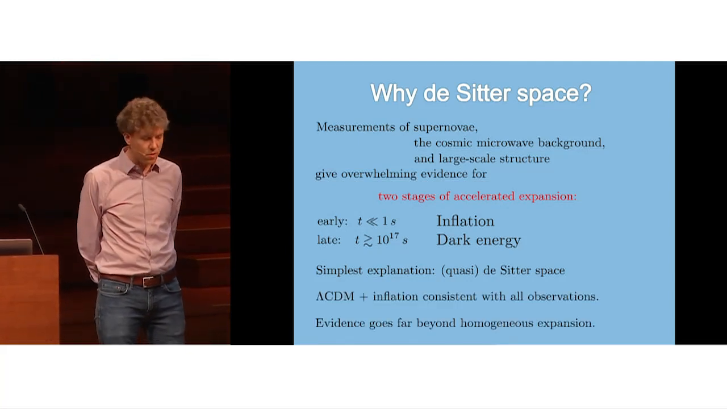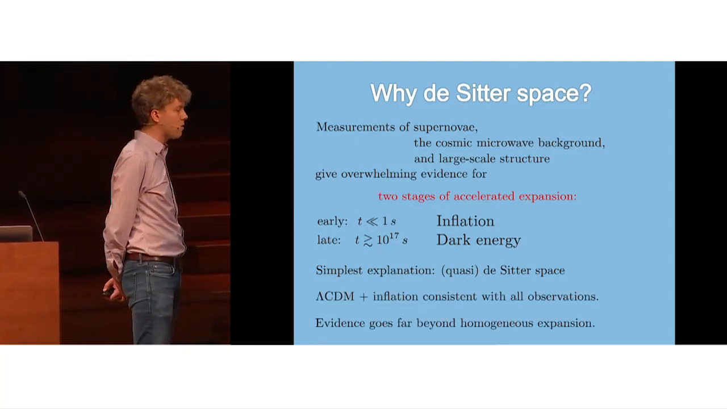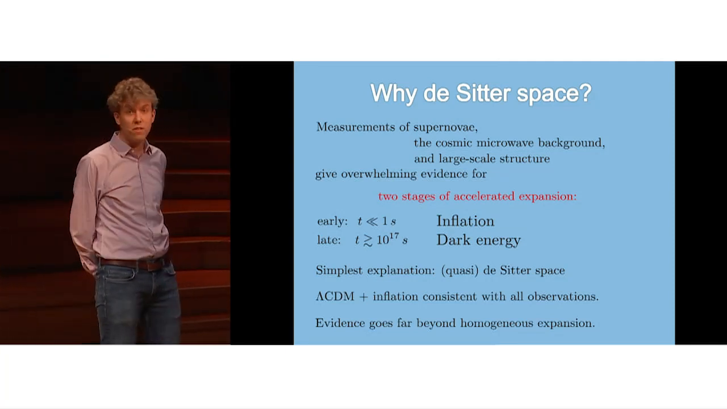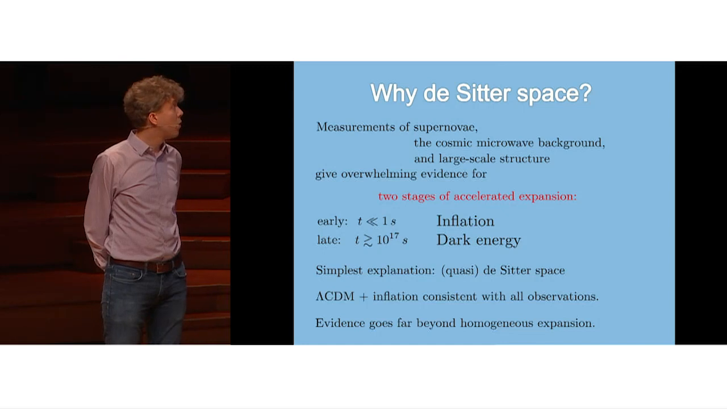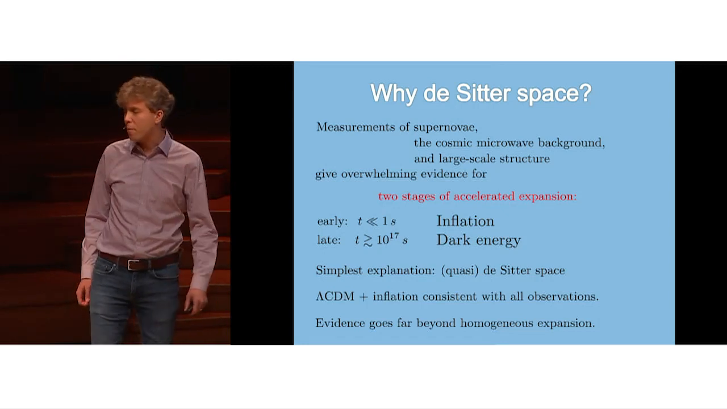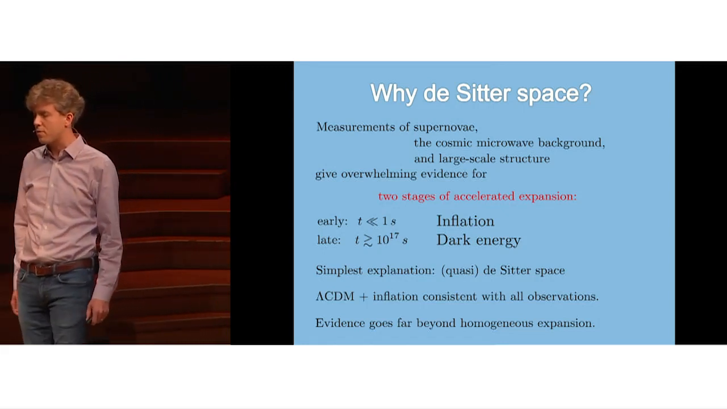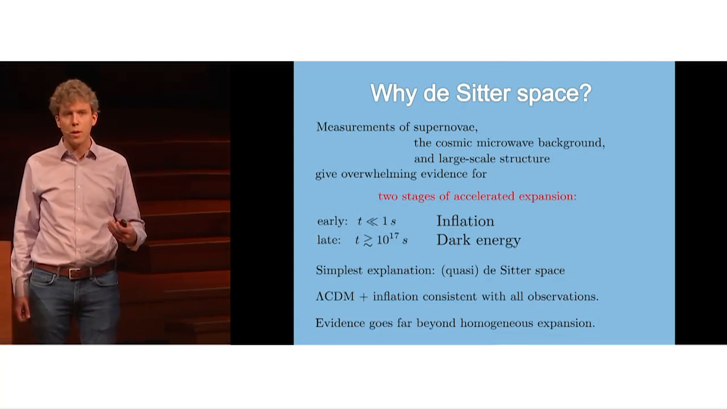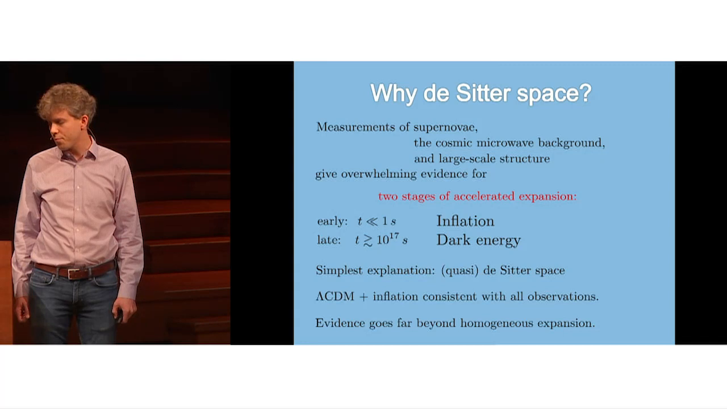Now, the resulting model that involves a cosmological constant, cold dark matter, and inflationary initial conditions is consistent with all observations. And one should bear in mind that the evidence goes very far beyond just the evolution of the scale factor, but includes detailed properties of the perturbations. This is a very tightly woven set of evidence.